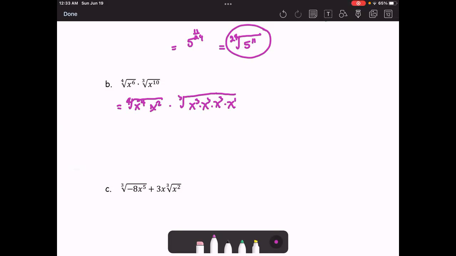And then use the property that the nth root of a to the n equals absolute value a for n as an even number. On the other hand, the nth root of a to the n equals a for n as an odd number. So we have 4 as the even and 3 as the odd index. So we're going to use different properties for each factor or for each variable.